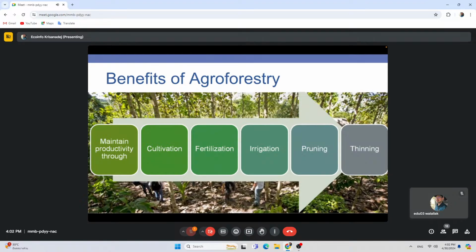Benefit from agroforestry: maintain productivity through cultivation, fertilization, irrigation, pruning, and cleaning. Next slide, please. Last slide. Okay, this is the end.